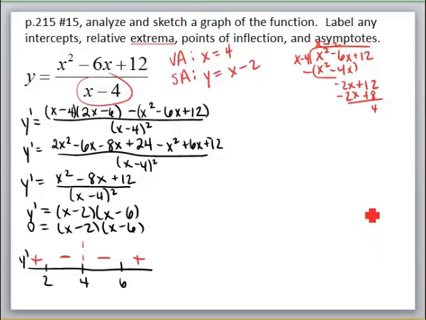Since I'm kind of going all over the place with this problem, I'm going to go ahead and put some of these things in here. I have a slant asymptote at y equals x minus 2. So that means it has a y-intercept here, and that goes up 1 over 1, up 1 over 1, up 1 over 1. So there's my slant asymptote. My vertical asymptote is over here at 4, right here.